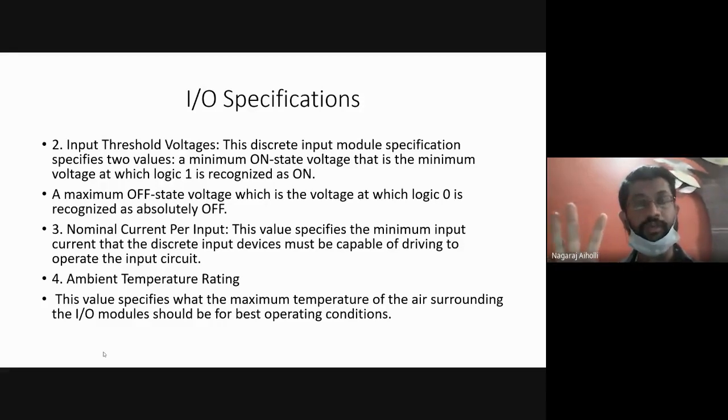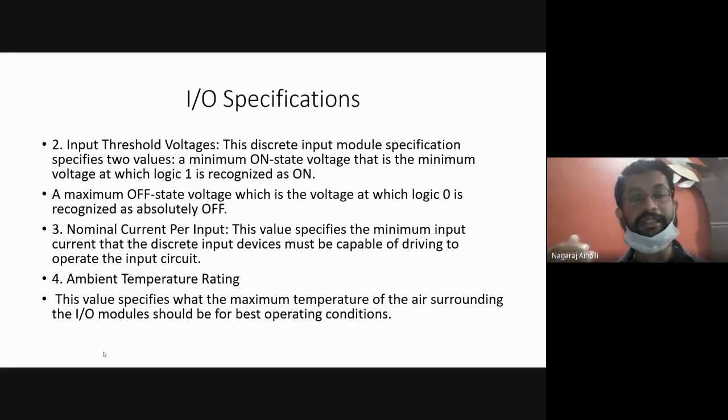Here we are talking only about the IO modules, remember. Now, how much is the minimum voltage that is required to turn on the input output module, that is, to make it go to one state, because here it is a discrete module. I am explaining the IO specifications of the discrete module, the digital module, correct?